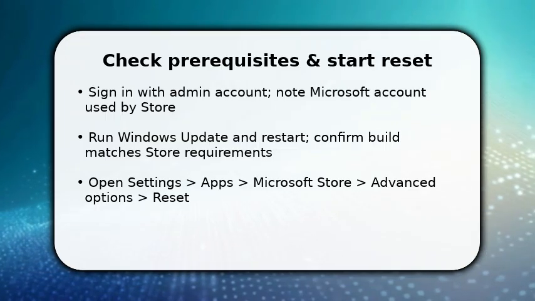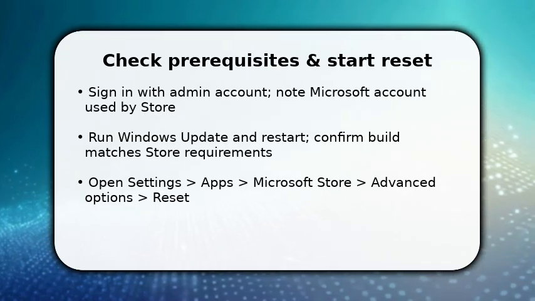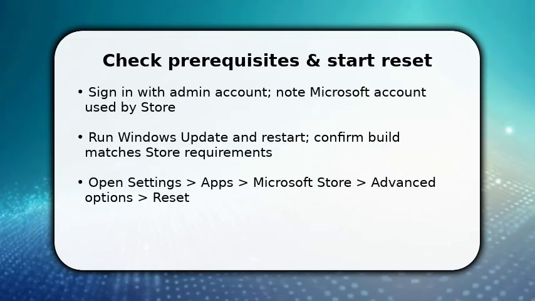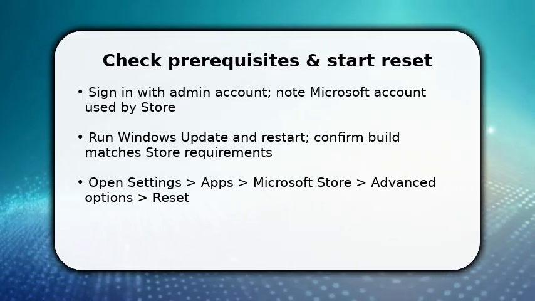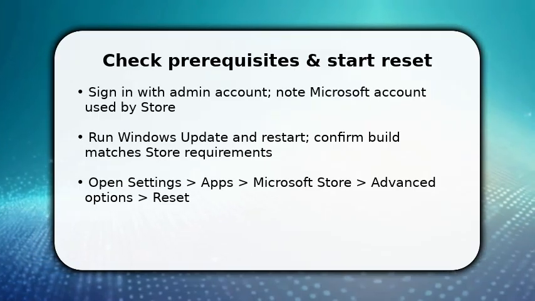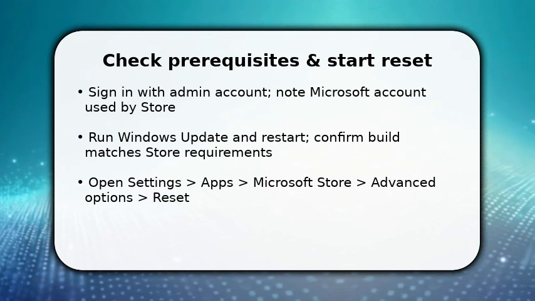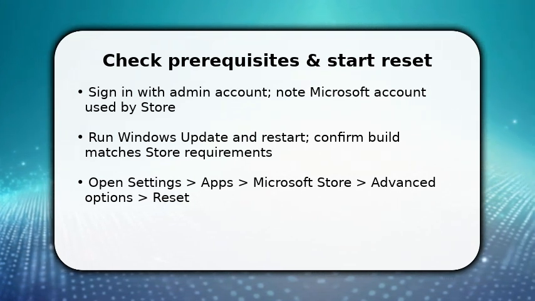Once done, open Settings, navigate to Apps, find Microsoft Store, choose Advanced Options, and trigger Reset. This clears cache and app data but keeps your licenses intact. Resetting first removes common corruption and often fixes the "server stumbled" message before deeper troubleshooting.